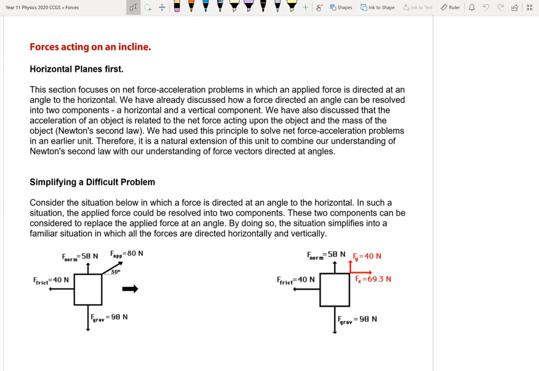Yes, Cameron. Isn't there some sort of unit of like Newton seconds? Yes, there is, Cameron. It's momentum. Yes, Brady.